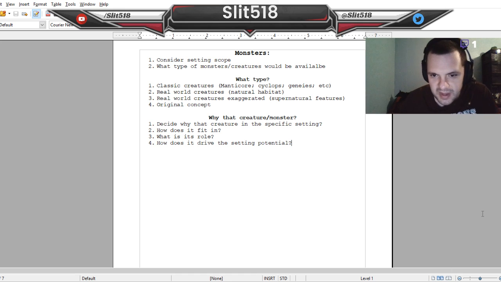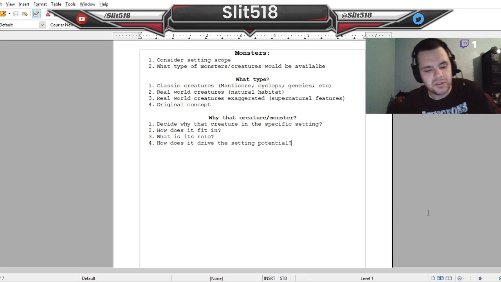How does it drive the setting potential? Oh, geez, the setting potential. Well, it's a giant sea serpent, so there's plenty of things. You can have quests that revolve around it. You can have players that are wary to go out at sea because they heard tales of this shipwrecking monster. So there's a lot of setting potential there. It could just be an obstacle, or at the same time, it could be a full-on quest. So those are some questions to consider.